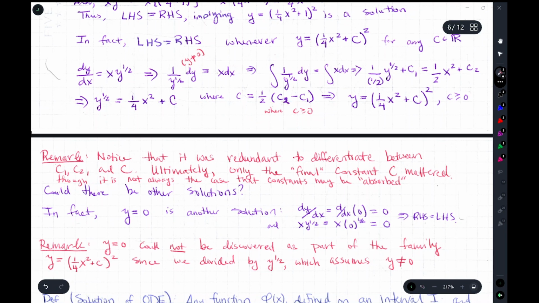I do write here that C needs to be greater than or equal to 0, because otherwise, if C was negative, we have a square root here, and we know that we can't take a square root of a real number and get a negative number, okay? So we're not working with any complex numbers here. And so we restrict ourselves to real numbers.